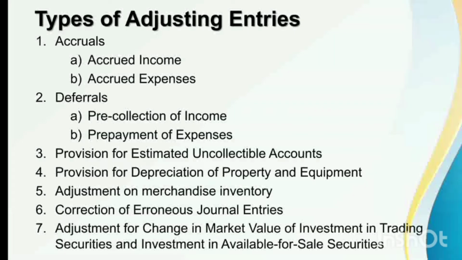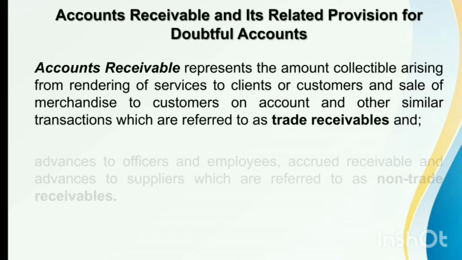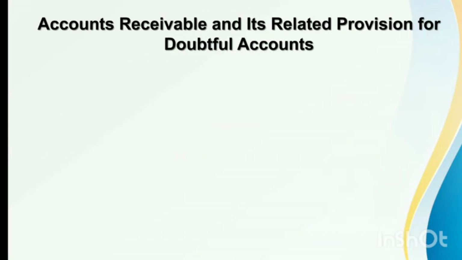At this point, we will now proceed to another type of adjusting entries, and that is provision for estimated uncollectible accounts. As we all know, accounts receivable represents the amount collectible arising from rendering of services to clients or customers and sale of merchandise to customers on account and other similar transactions, which are referred to as trade receivables. And it also includes advances to officers and employees, accrued receivable, and advances to supplier, which are referred to as non-trade receivables.